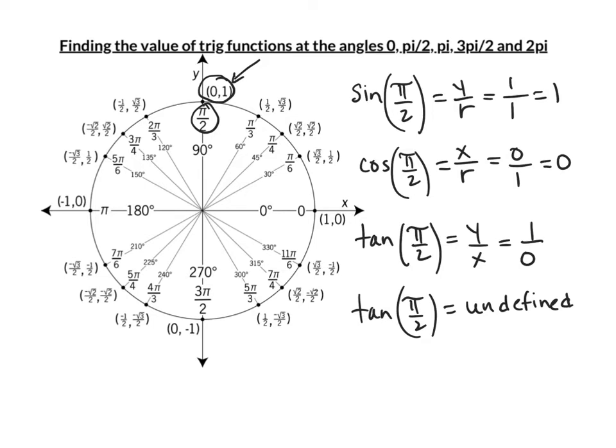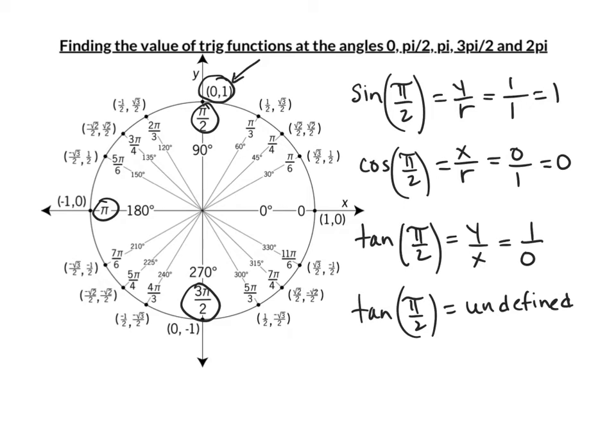So whatever point I grab, if it's 3 pi over 2 or pi, all I do is I look at the ordered pairs and grab the y or grab the x. Remember that r is 1 in the unit circle, and write out the ratio and simplify.